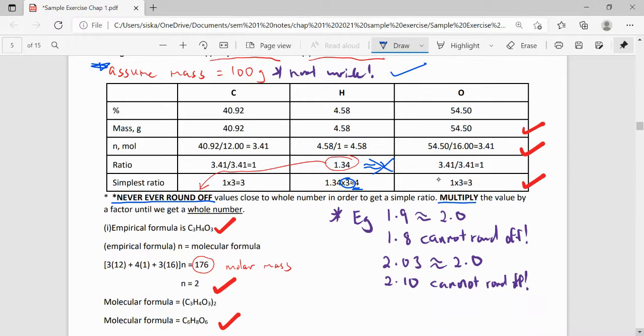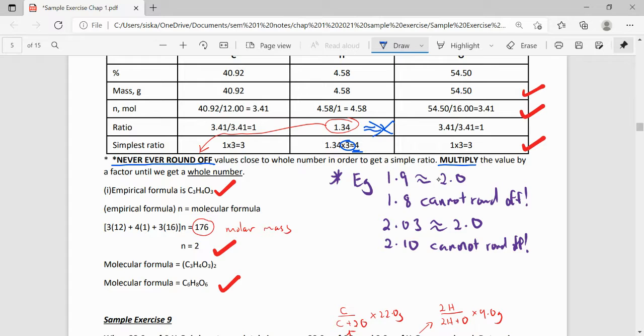So the question here is, usually students ask, when can I round up, when can I not round up? For example, 1.9, then you can round up, becomes 2. 1.8, cannot round off. 2.03, yes, you can round off, but 2.1, you cannot round off. You need to multiply the value by a factor.